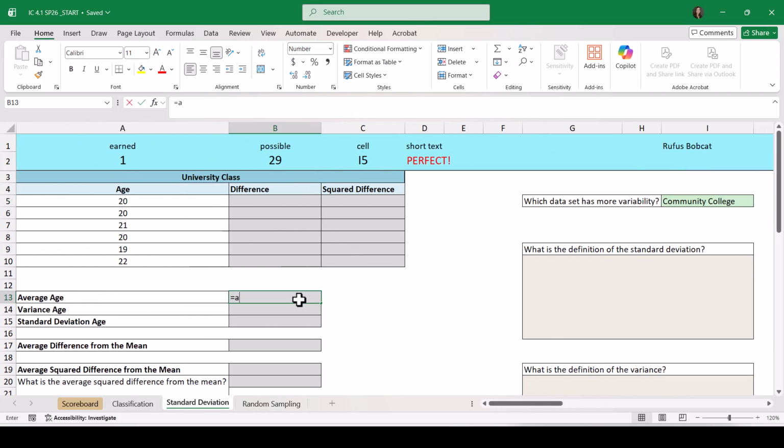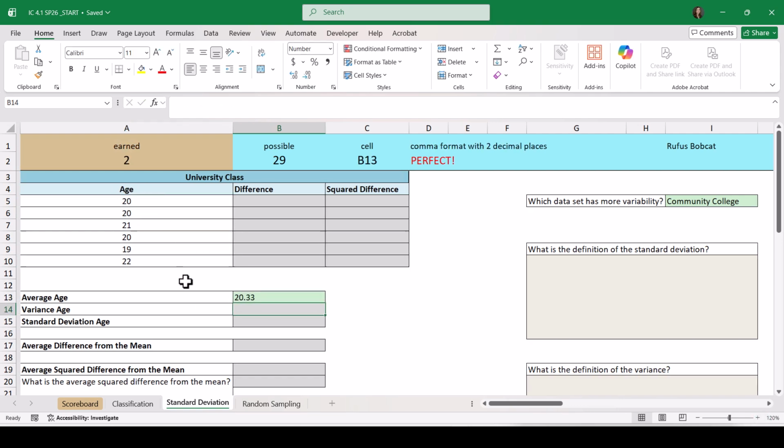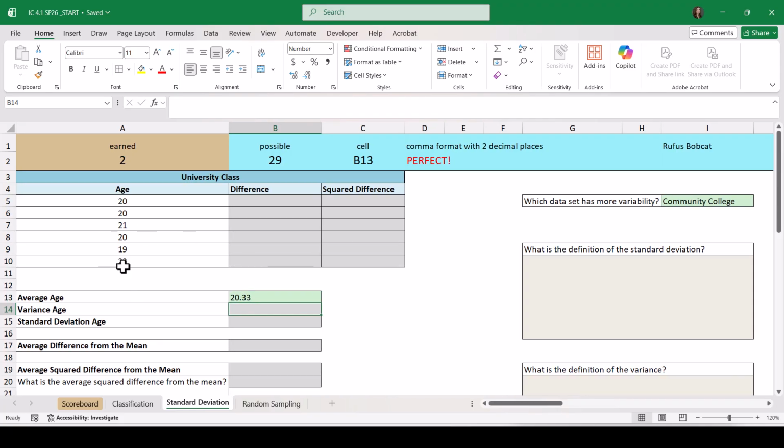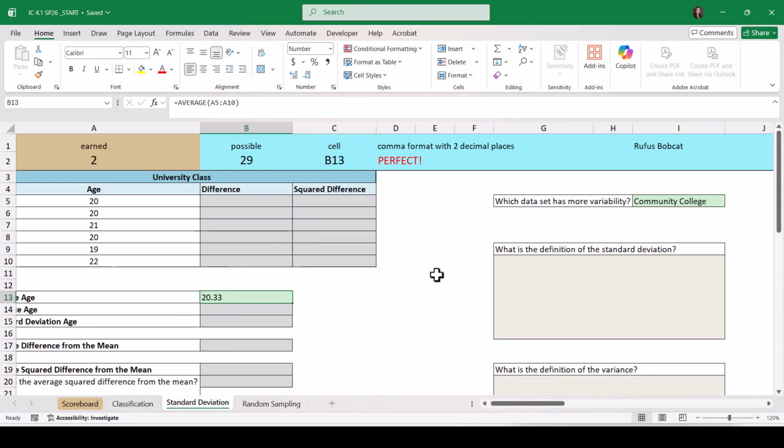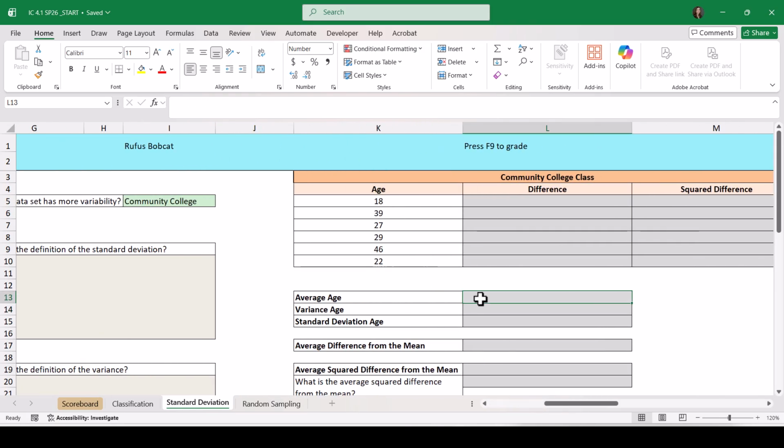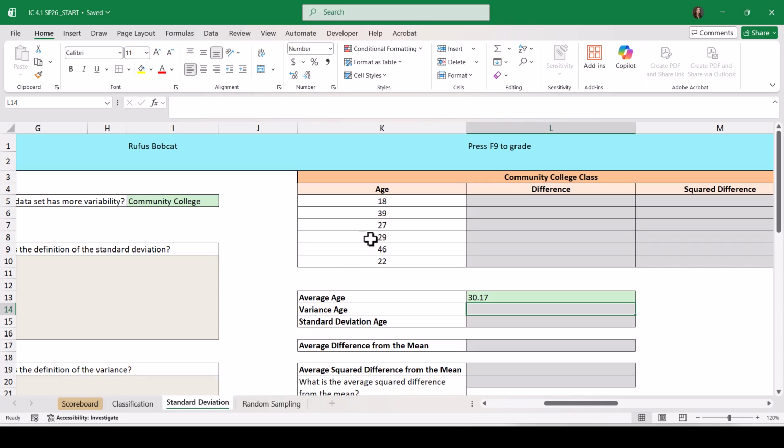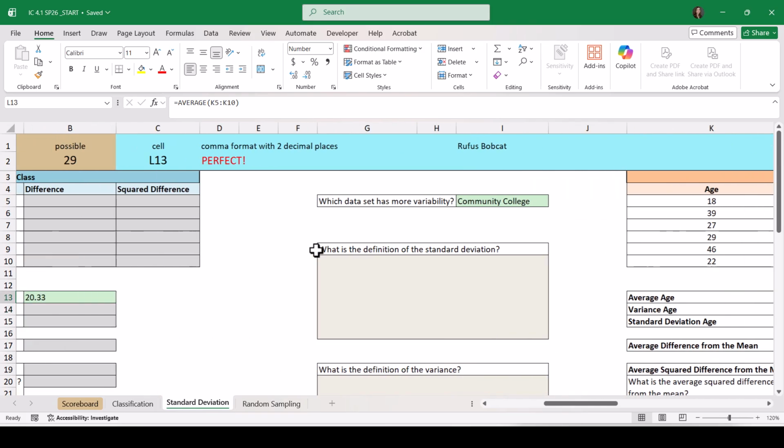So what is the average for each class? For our university class, we got 20.33. And again, all of those data points are very close to the mean. For the community class, the average is 30.17. And again, these data points are farther away from the mean. So there's much more variability.